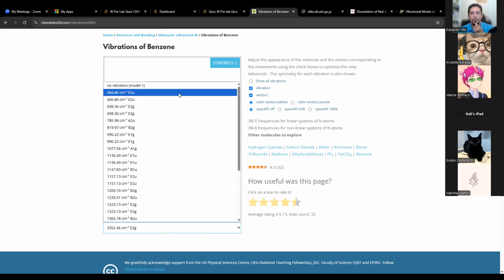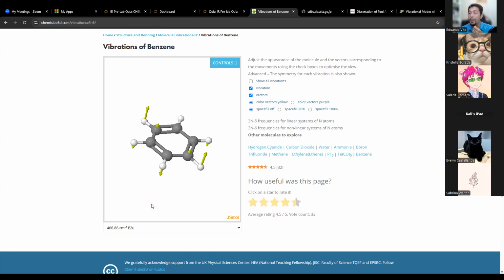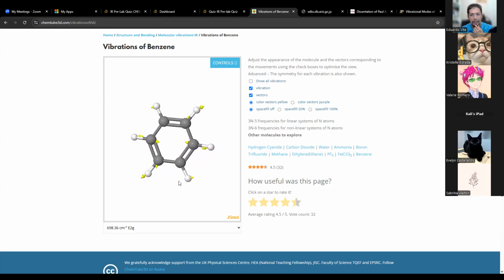Let's look at the lowest energy one. Look, the lowest one is at 466. That's a bending, you see? Now the whole molecule is just being bent. It's an out of plane bend. Let's look at some other ones. Let's look at 698. Here's another type of bending. Look, this is more like a wag, like a wiggle. And it's just kind of like the Squidward dance.